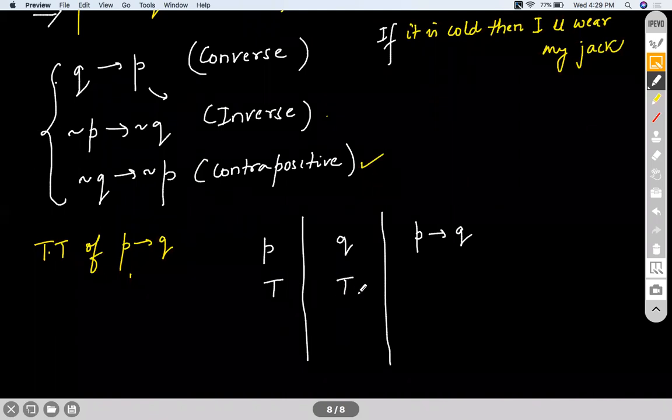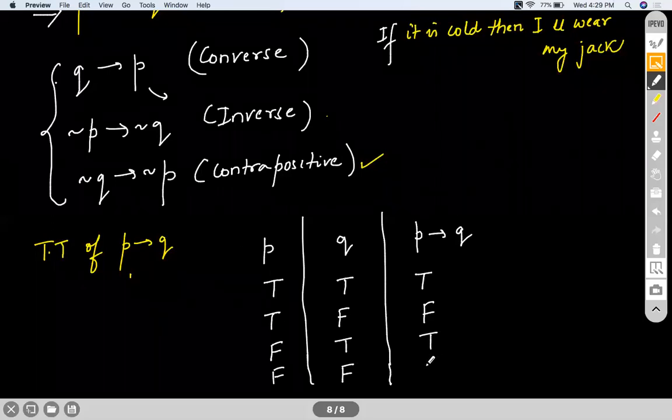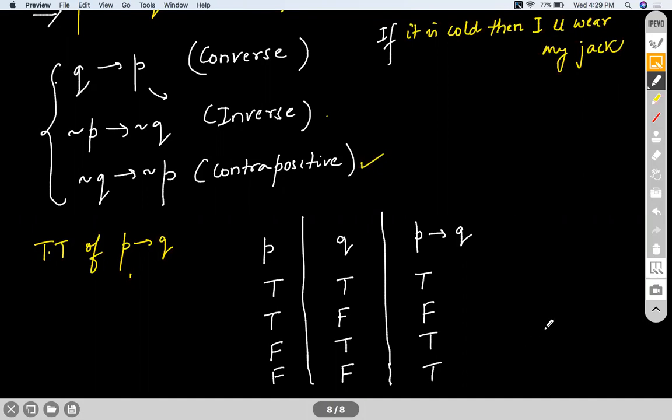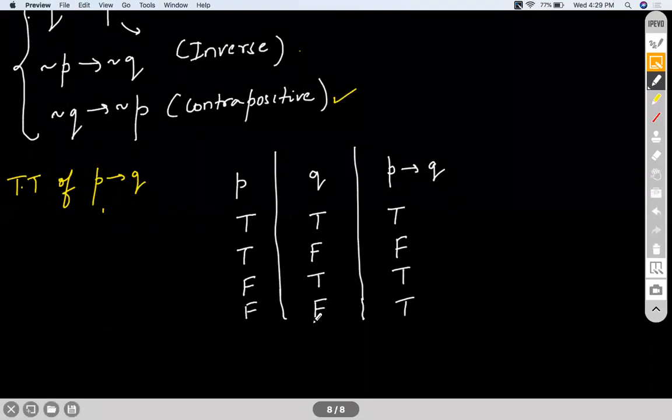If P and Q both are true, what do you think is if P then Q, true or false? True. If this is true and this is false, what is the answer? False. If this is false and this is true, right? True. If both are false, I told you it'll be surprising. True. Yeah, double negative becomes positive. I know, but English rules are like that. Yeah, Dheeraj, and I'll explain how it happened.